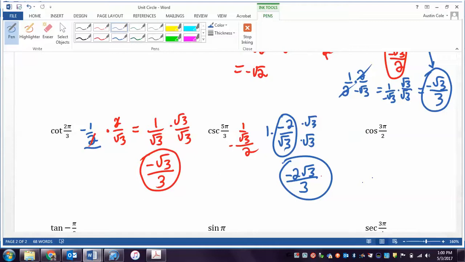What's 3 pi over 2 again as a degree measure? 270. What did we say our numbers were for 270? It was, I think, 0, negative 1, right? Cosine is x or y? So isn't cosine of 3 pi over 2 just 0? Yeah.